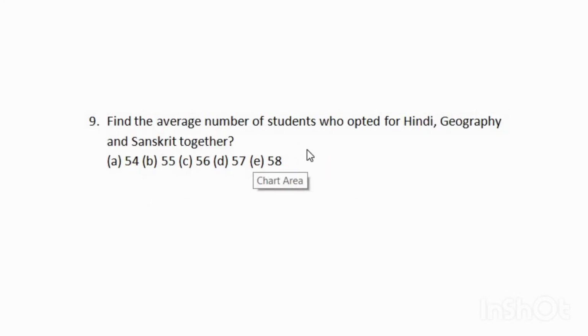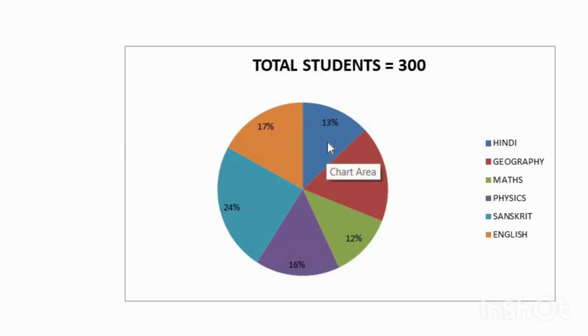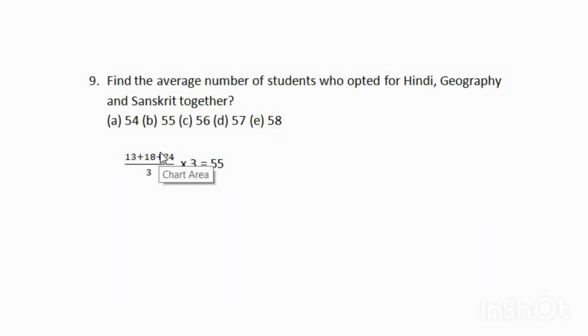Next question. Find the average number of students who opted for Hindi, Geography and Sanskrit together. So find the average of those students who opted Hindi, Geography and Sanskrit. So from the pie graph, 30% opted Hindi, 18% opted Geography and 24% opted Sanskrit. So 30, 18 and 24. So how do we write? To find the average of these three, divided by 3, right?